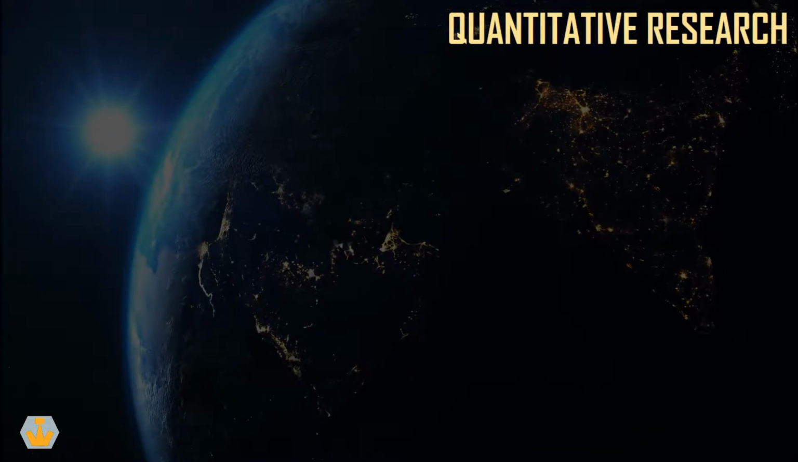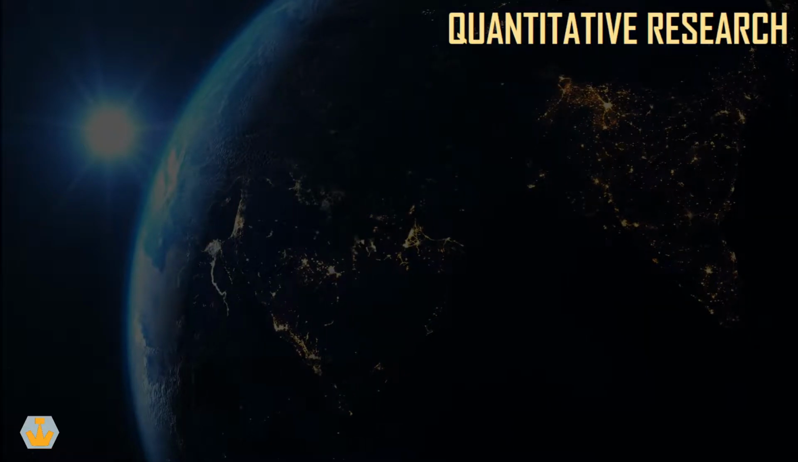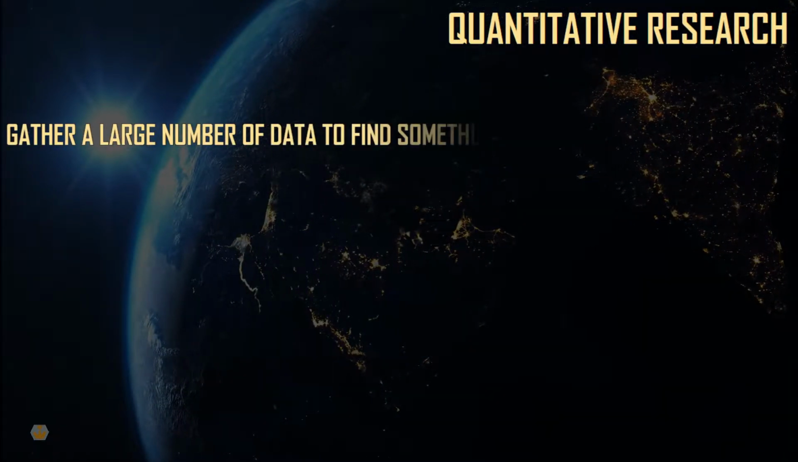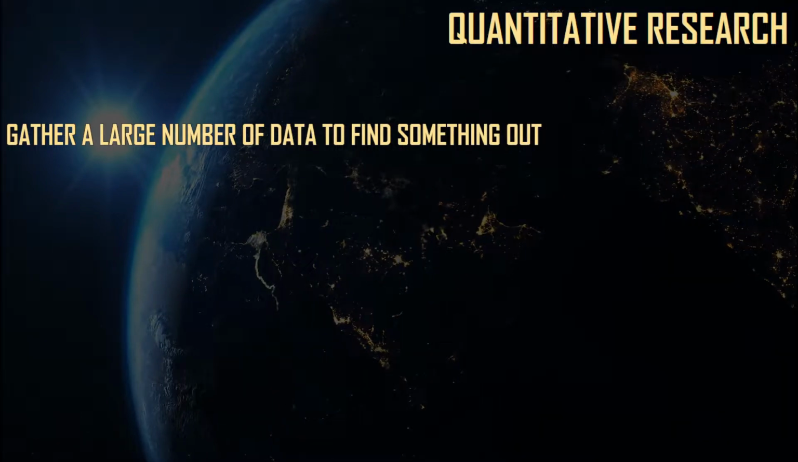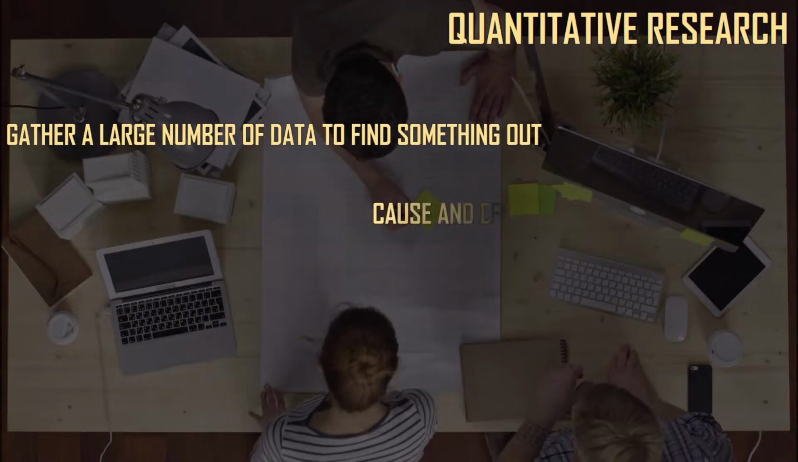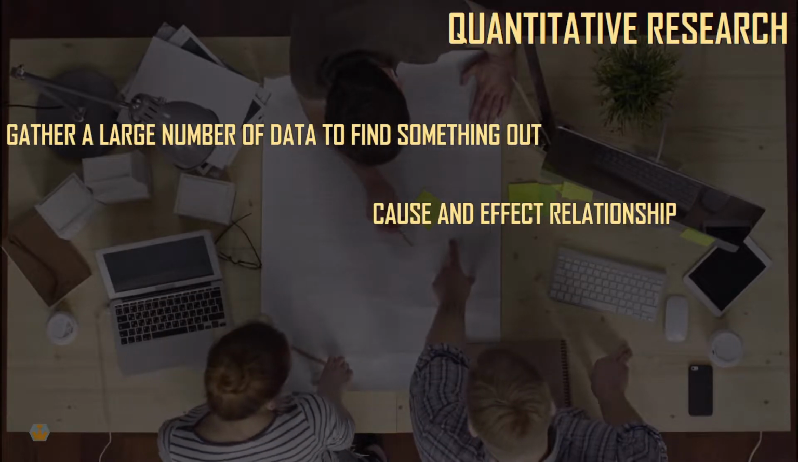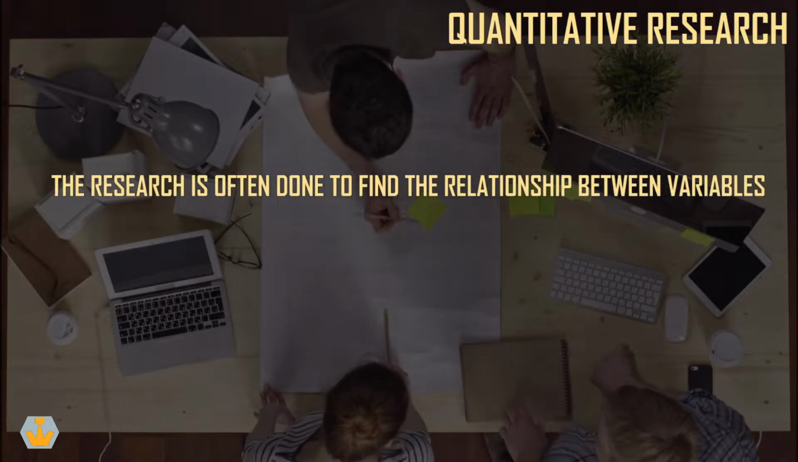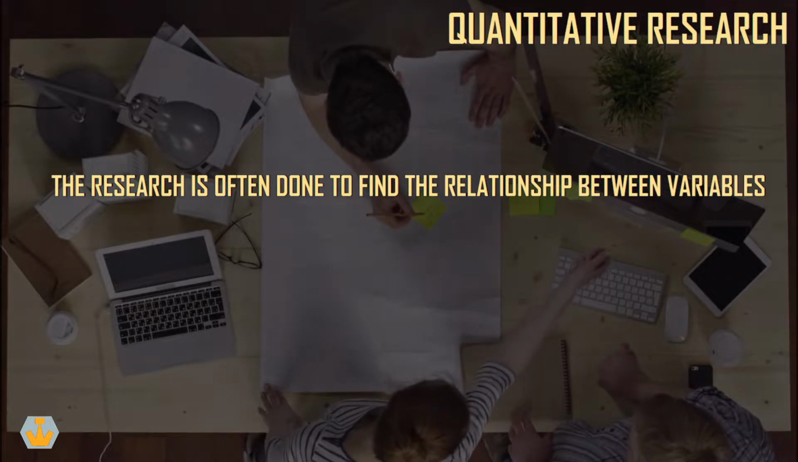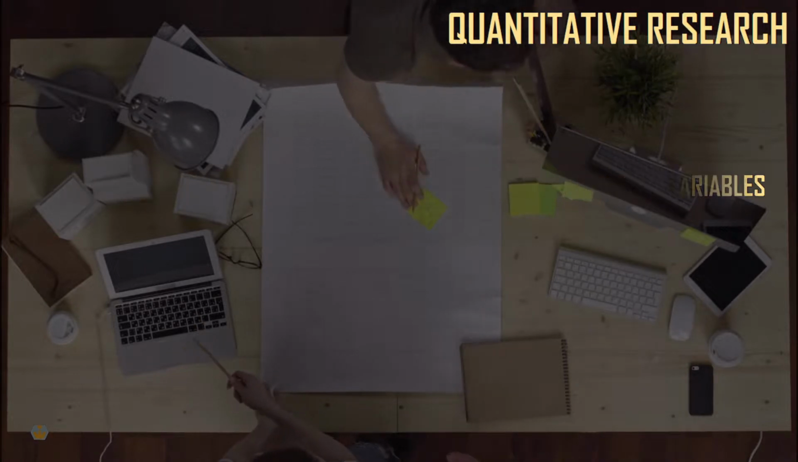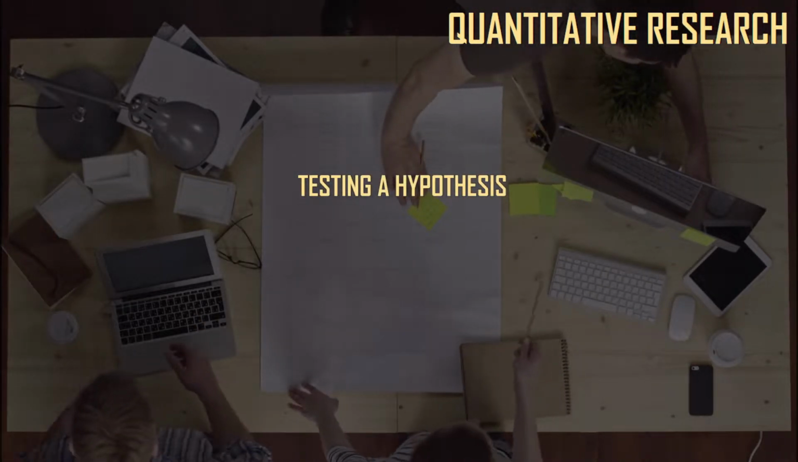First, quantitative research. These are the types of research where you are going to gather a large amount of data in order to find something out. The term cause and effect relationship is used over here. Quantitative research often tries to figure out the relationship between two or more variables. To be more specific, it can be done to test a hypothesis.